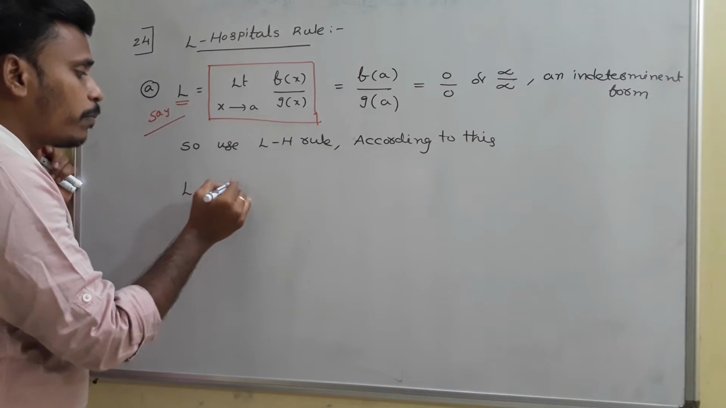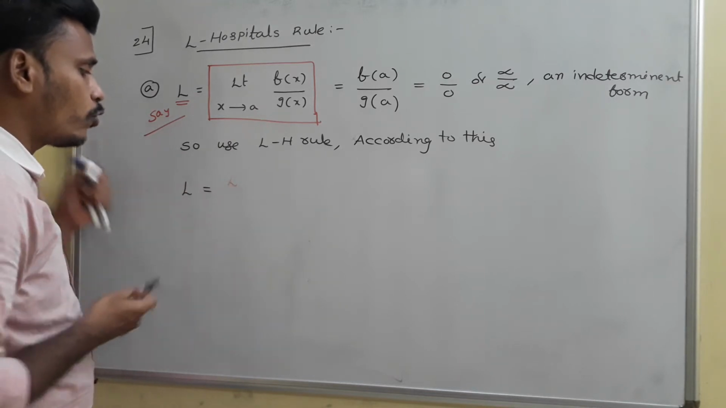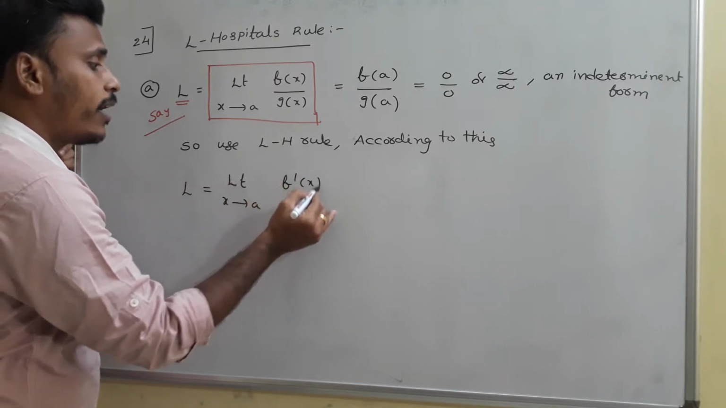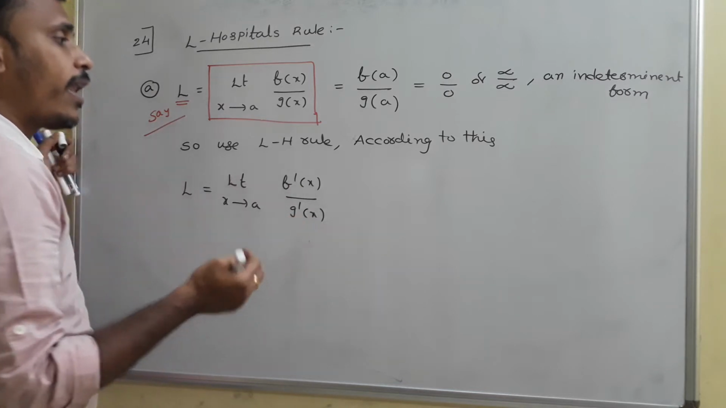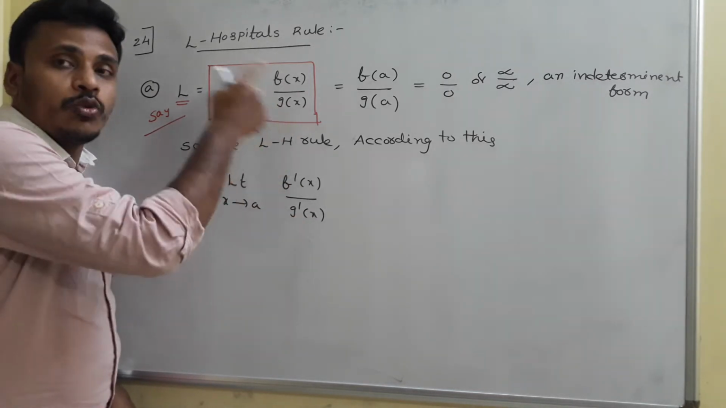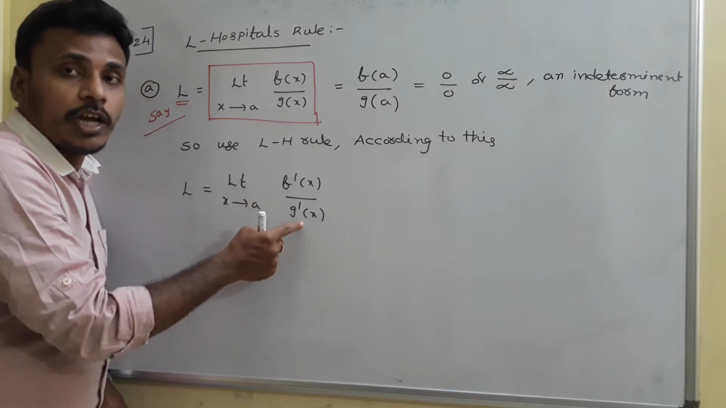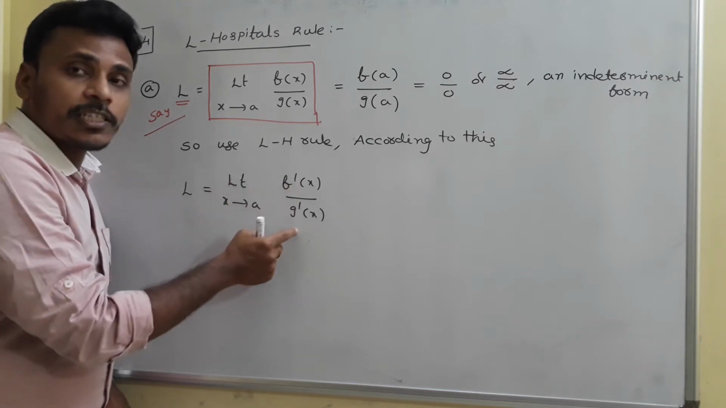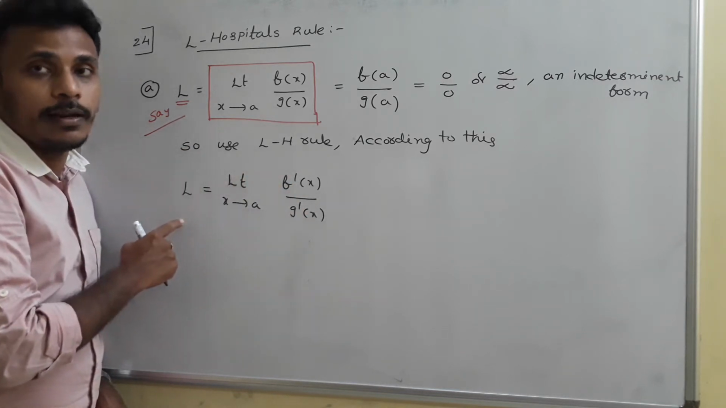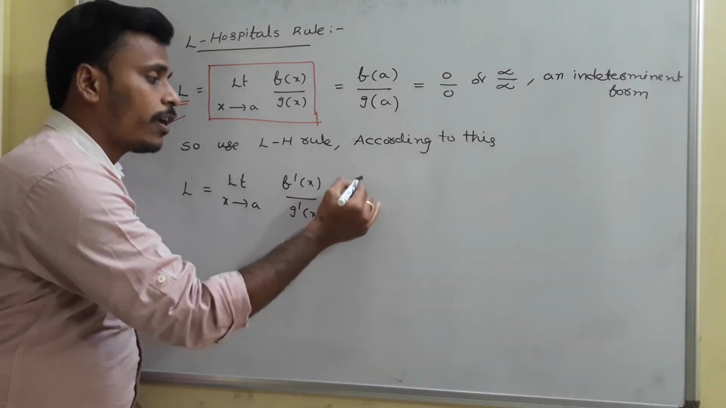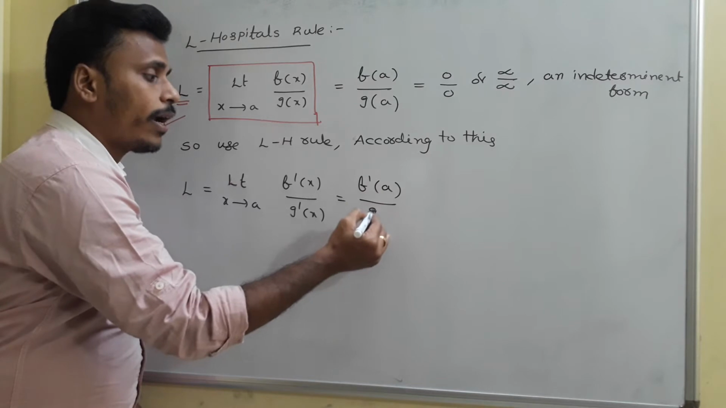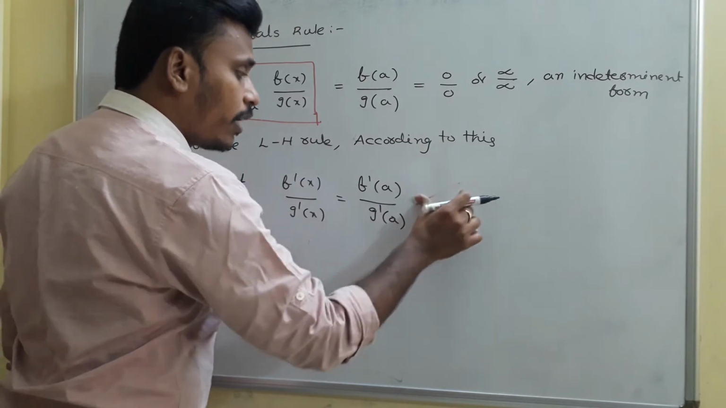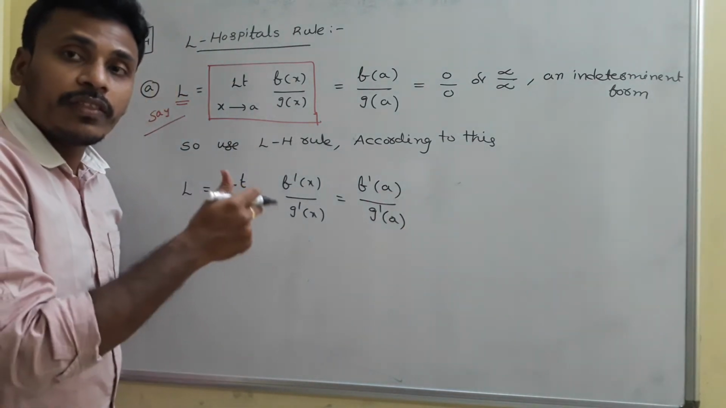These two formats allow us to use L'Hospital rule, and according to this rule, the limit value L is the limit as x tends to a of f dash of x divided by g dash of x. Just apply derivatives to the numerator and denominator; the limit of f dash x by g dash x is again equal to the same L. Now replace x with a, and you get f dash of a divided by g dash of a. If this is not an indeterminate form, then this is your answer.